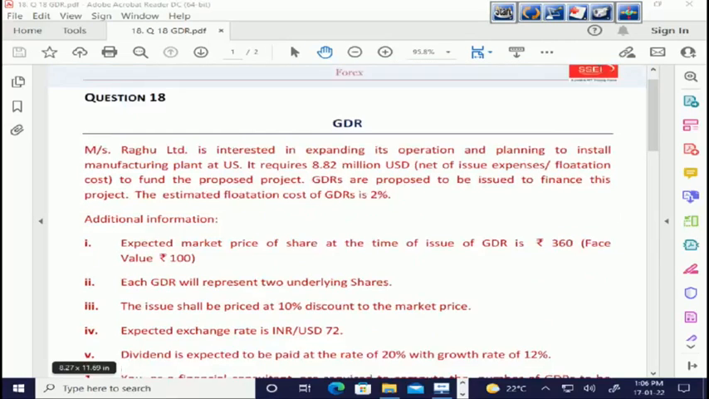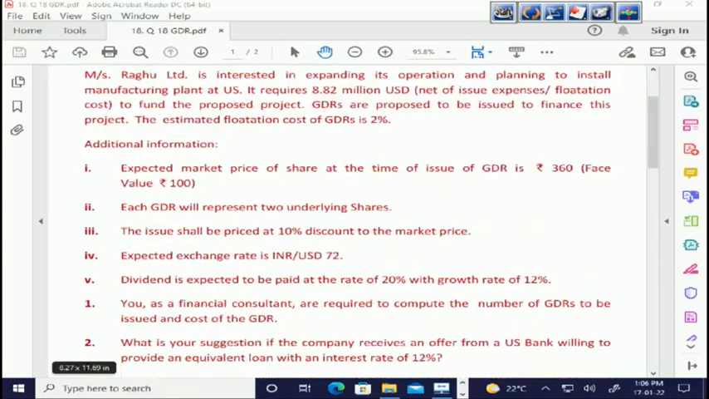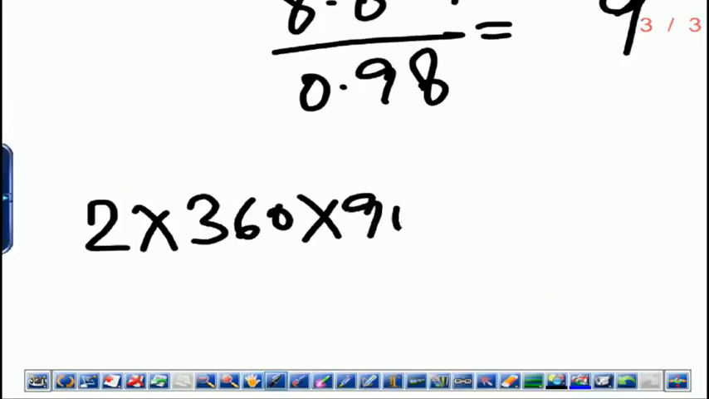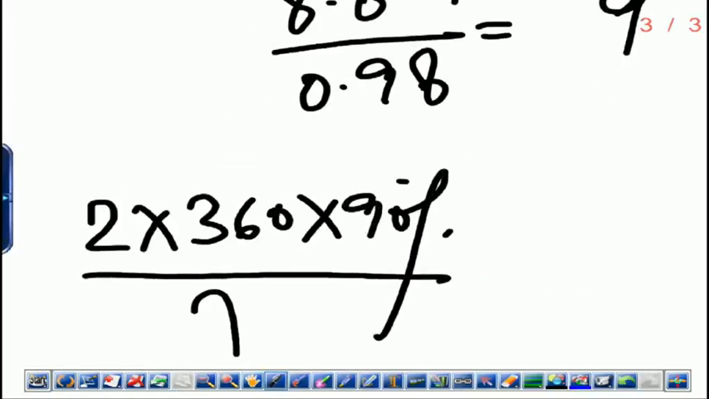The expected market price of the share at the time of issue of the GDR is 360, the share price in India. Each GDR will have 2 shares, so 2 into 360, 720. There's a 10% discount, so into 90%. So 2 into 360 into 90%, exchange rate 72, divide by 72.